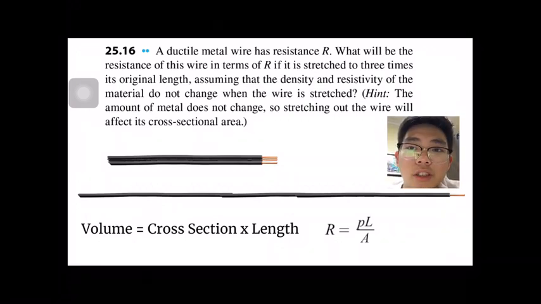For our final question, we have this question: a ductile metal wire has resistance R. What will be the resistance of this wire in terms of R if it is stretched to 3 times its original length, assuming that the density and resistivity of the material do not change when the wire is stretched? So we are given a hint that the amount of metal does not change, so stretching out the wire will affect only its cross-sectional area.